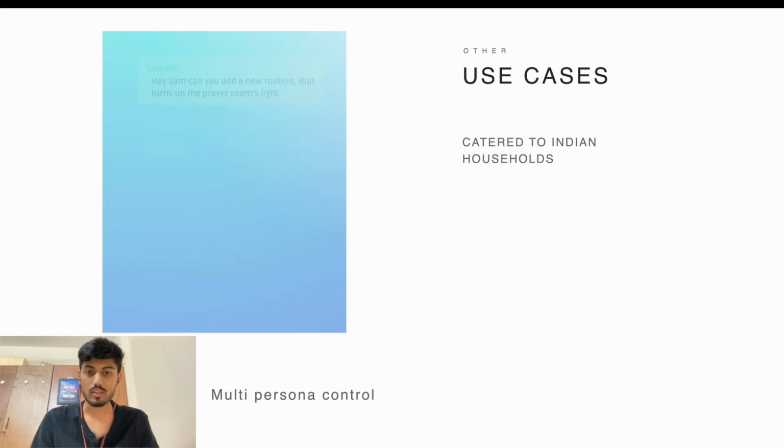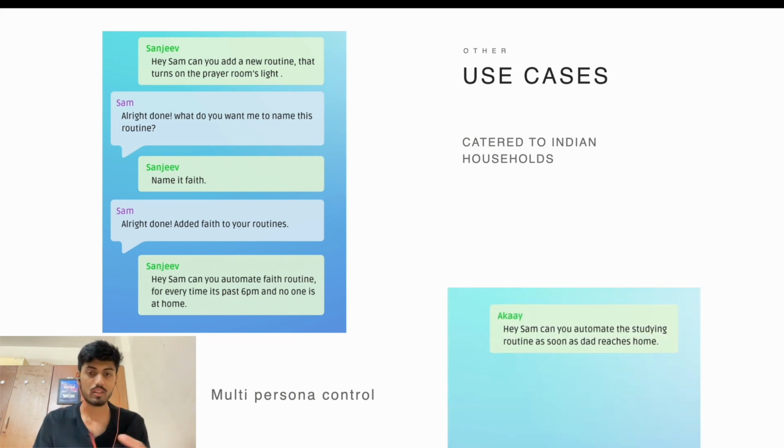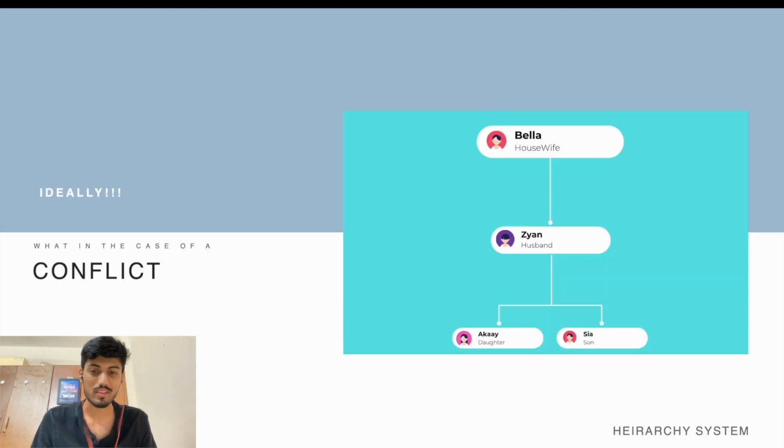Now coming to other use cases, let's take a look at this conversation. The user tells Sam that he wants to add a particular routine and then gives the conditions to automate it as well, instead of doing it manually. One of the features we have added is having multiple personas, something similar to Netflix, where all the different family members can have different accounts and they can give different commands based on their needs. For example, I know this is very common in Indian households where as soon as kids hear dad is back from office, they rush to turn off the TV and start studying. Now we have the power to automate all of this using Sam.